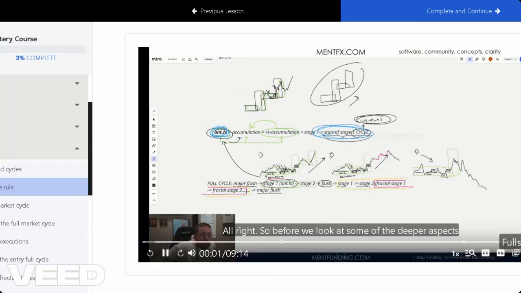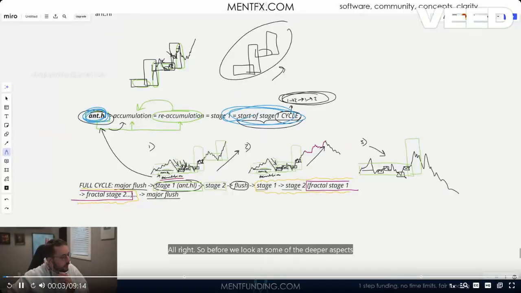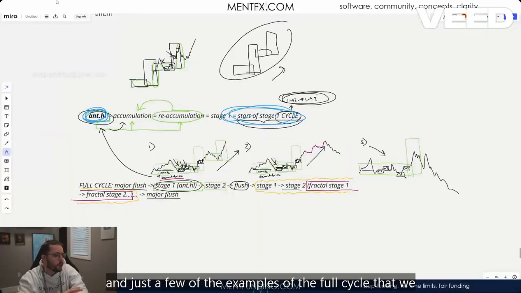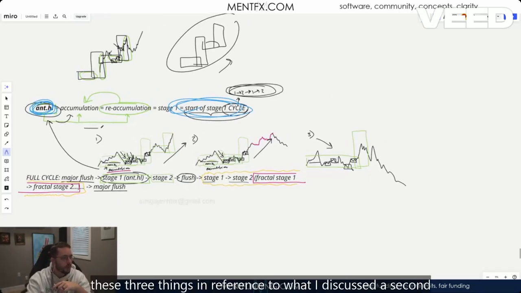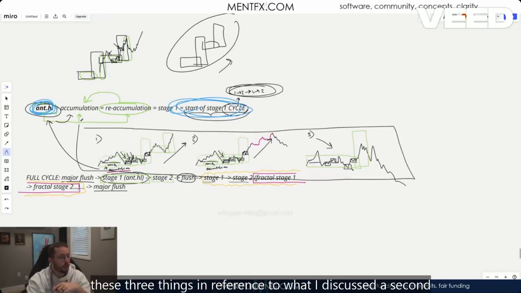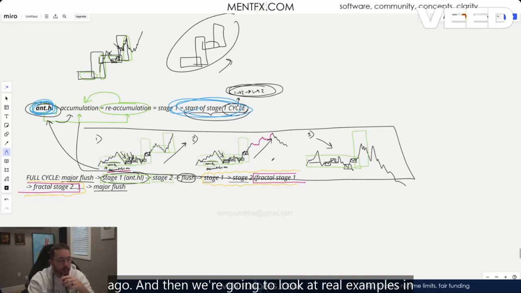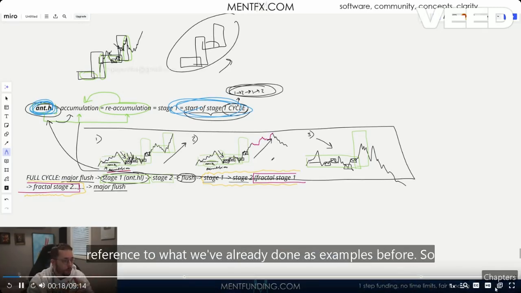All right. So before we look at some of the deeper aspects and just a few of the examples of the full cycle that we discussed, I want to primarily take a second to focus on these three things in reference to what I discussed a second ago. And then we're going to look at real examples in reference to what we've already done as examples before.